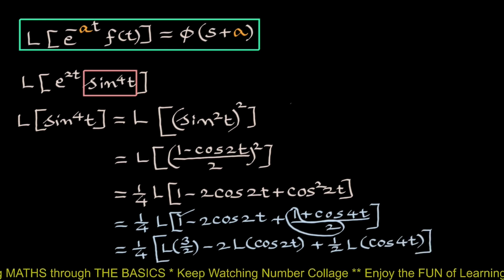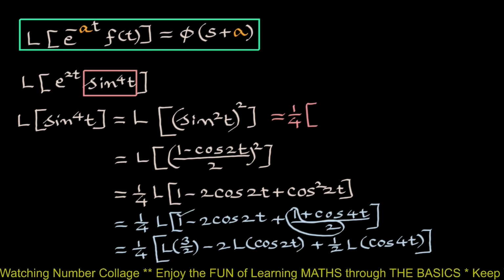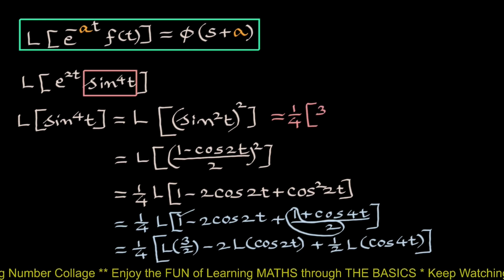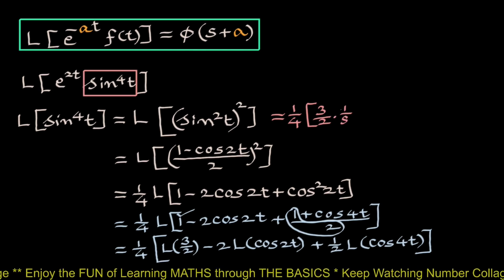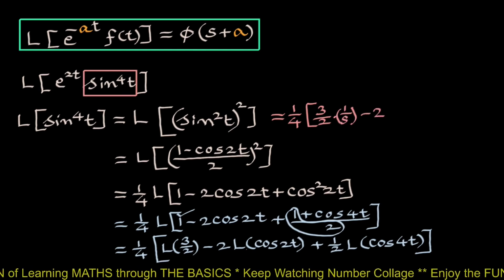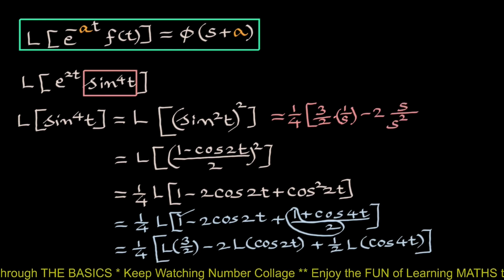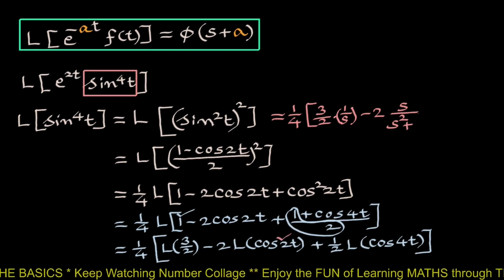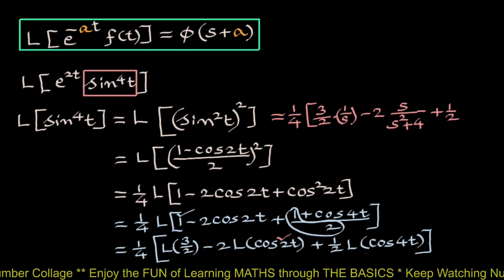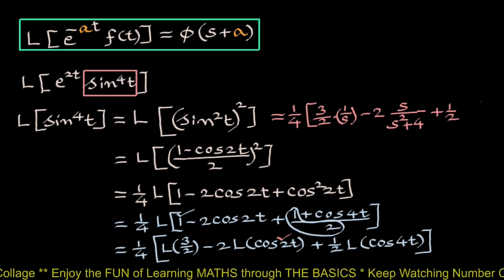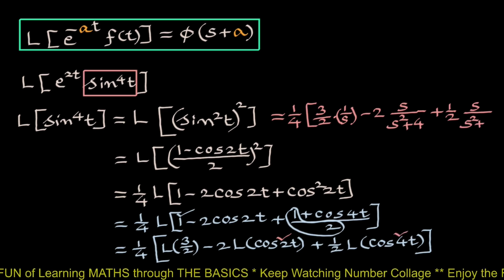This we further write as 1 upon 4 times: the Laplace transform of 3 upon 2 is 3 upon 2 into the Laplace transform of 1, which is 1 upon s, minus 2 times the Laplace transform of cos 2t, which is s upon s square plus 2 square, that is 4, plus half times the Laplace transform of cos 4t, which is s upon s square plus 4 square, that is 16.